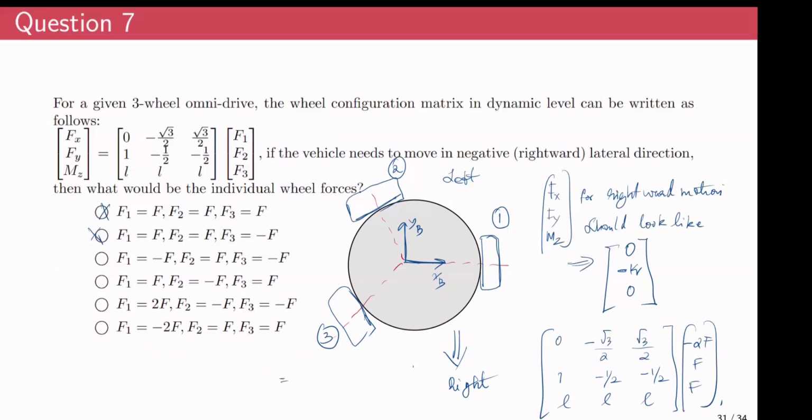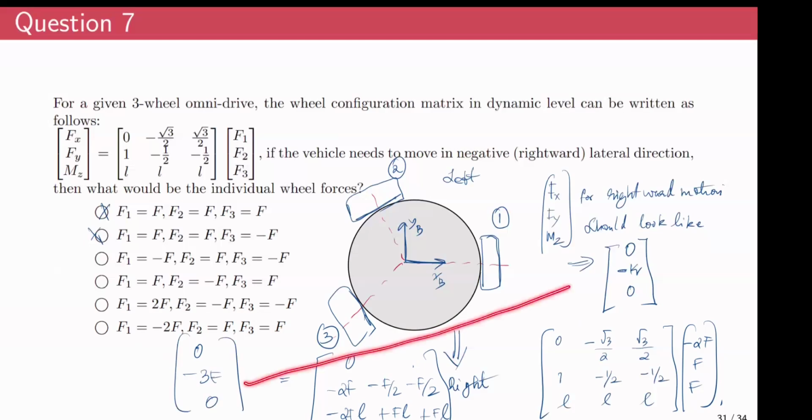If you expand this, the first entry would be 0. The second entry would be minus 2f, minus f by 2, minus f by 2. And the third entry would be minus 2fl plus fl plus fl. So this would look something like 0, minus 3f. Third entry would be 0. Now you can see, this is similar to what we actually want, similar to what we expect.